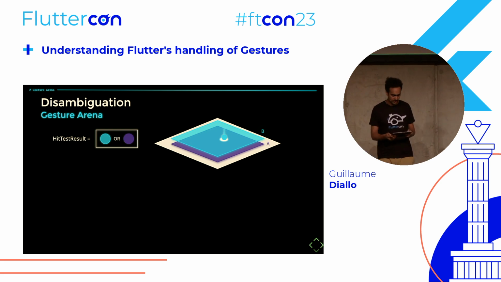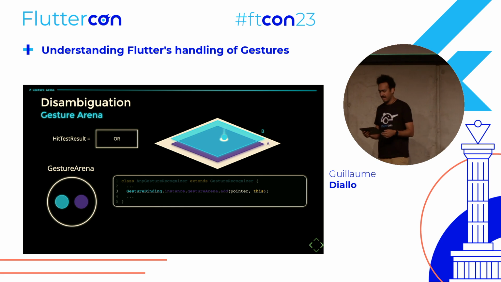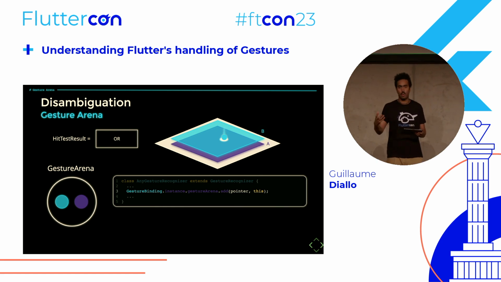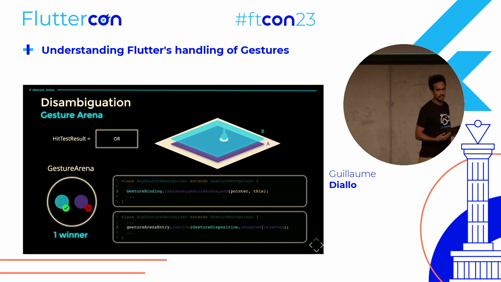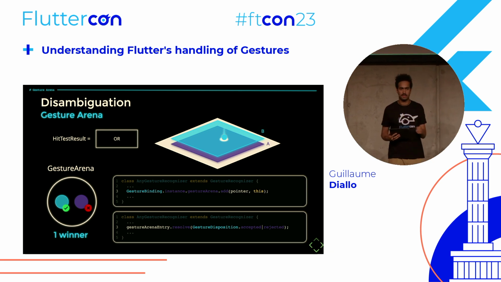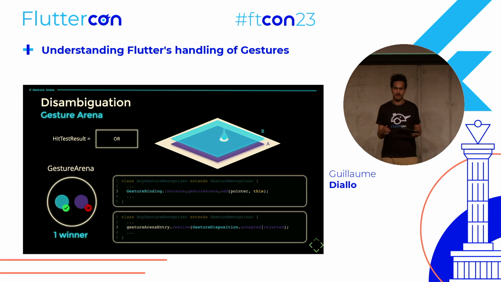And what the gesture arena does is it takes all widgets from the hit test result, and actually they all register to the arena from the gesture recognizer and say, okay, I want to be in that arena, and then everybody's going to fight in that arena, and there's only one winner, the first one that calls resolve, is going to say, I'm handling that gesture, all the other ones, you can go home, and then the arena is going to say, okay, I reject all the other ones.